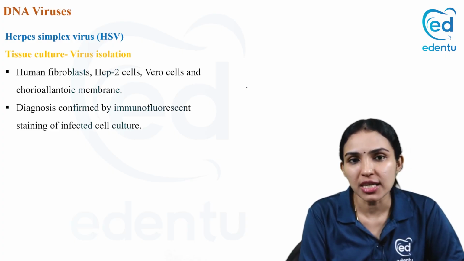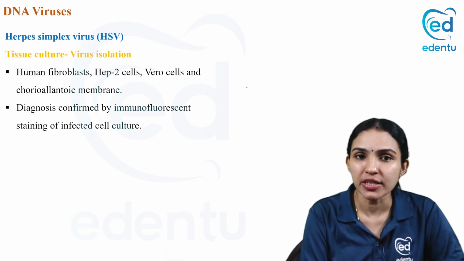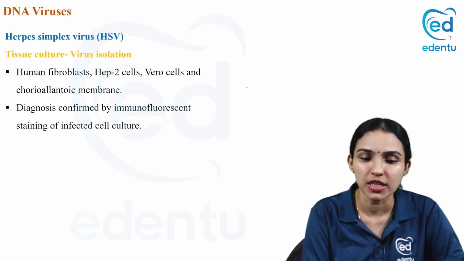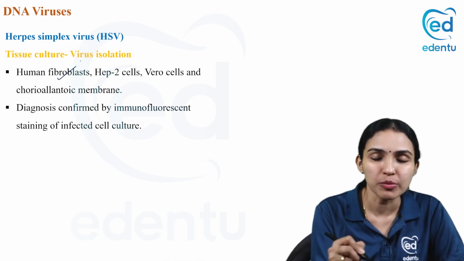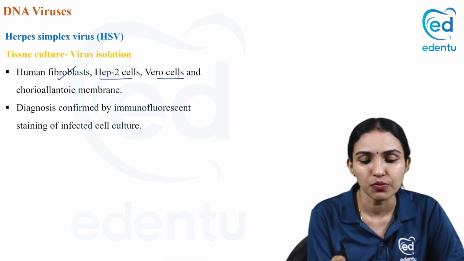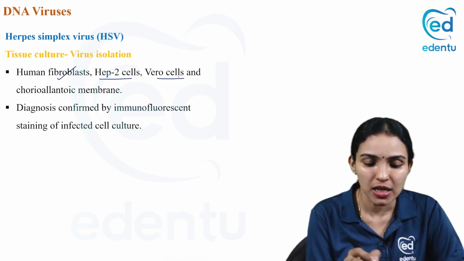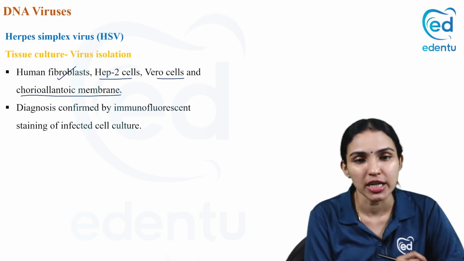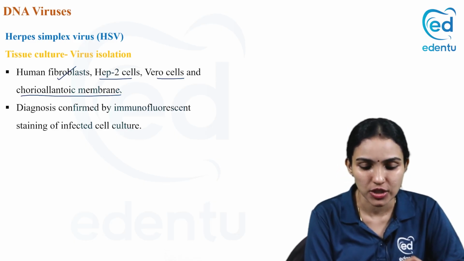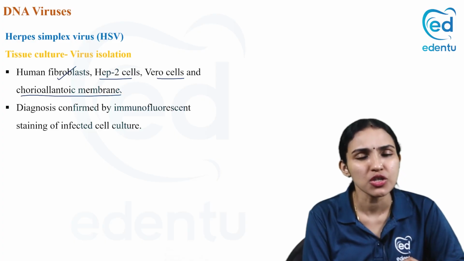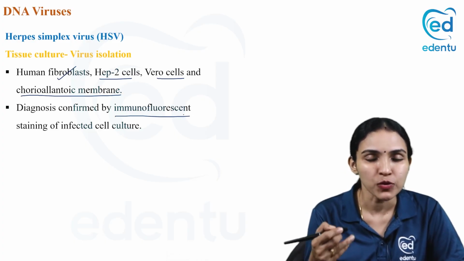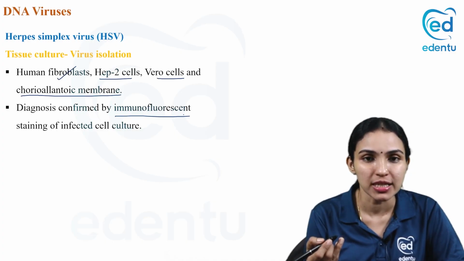Now, what can you do with the sample other than microscopy? You can do a culture; you can isolate the virus from tissue culture. What kind of culture can we use? You can use a human fibroblast cell line, which is a diploid cell line, or you can use HEp-2 cells and Vero cells, which are continuous cell lines, or you can inoculate it on the chorioallantoic membrane, and that can also be used for virus isolation. And how will you confirm the virus has grown in the cell culture? You can use immunofluorescence staining. That is the best way of demonstrating viral growth in the cell culture.